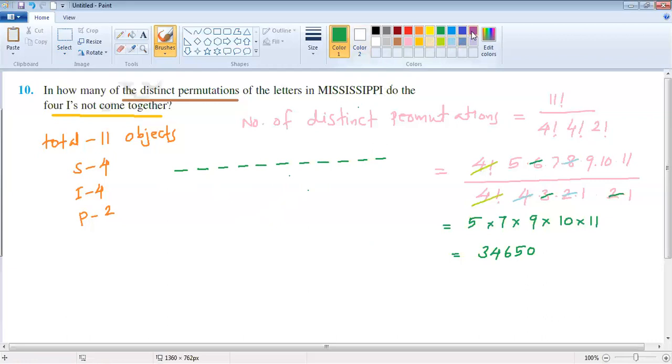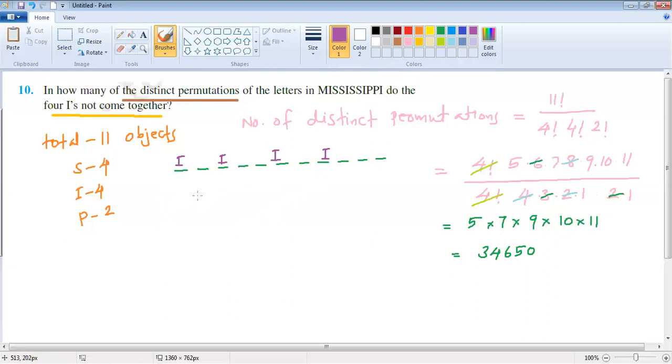4 I's will not come together. मतलब it can come anywhere, like maybe in the first position and here, wherever it is different. The only thing is it will not come together. 3 can come together, 2 can come together, नहीं तो कोई भी एक साथ नहीं आएगा. So अलग अलग 11 positions हैं. So counting all those positions is not possible. It is not that easy.